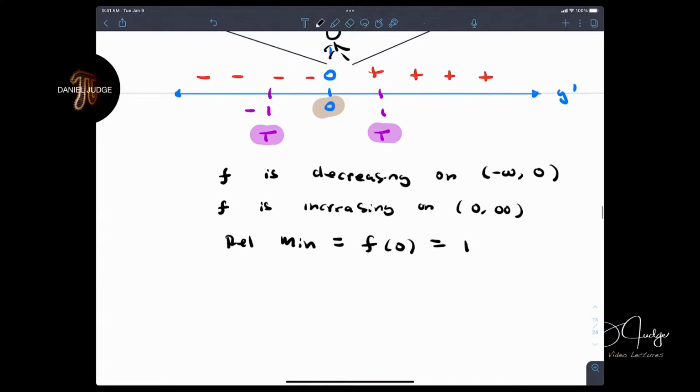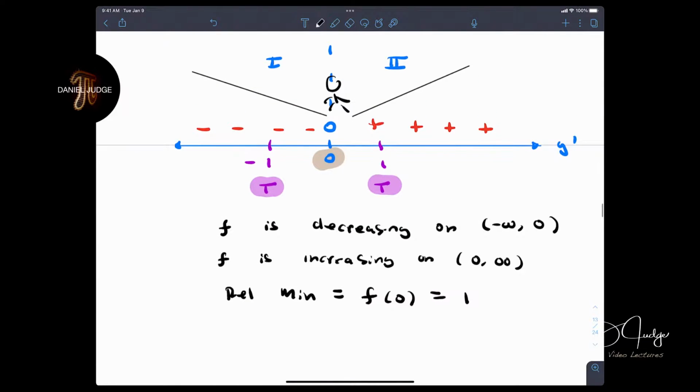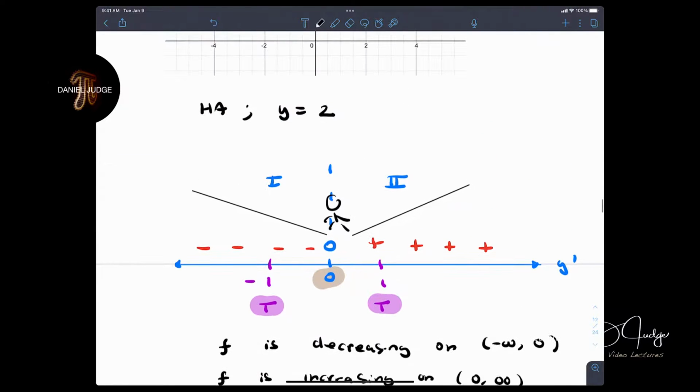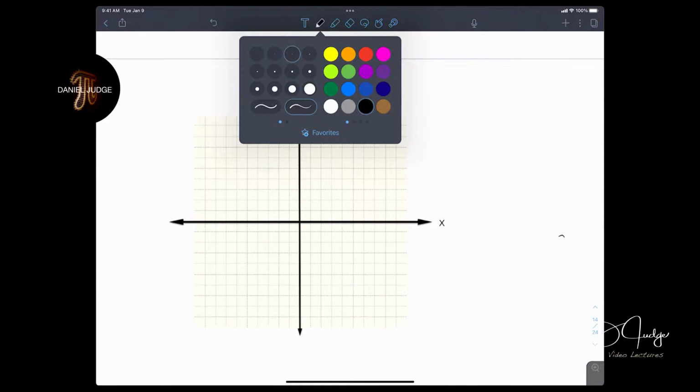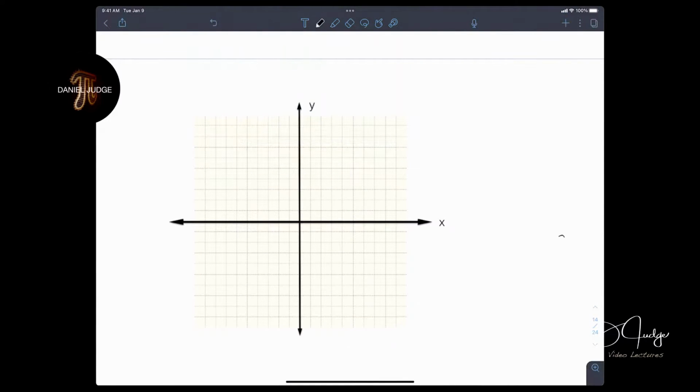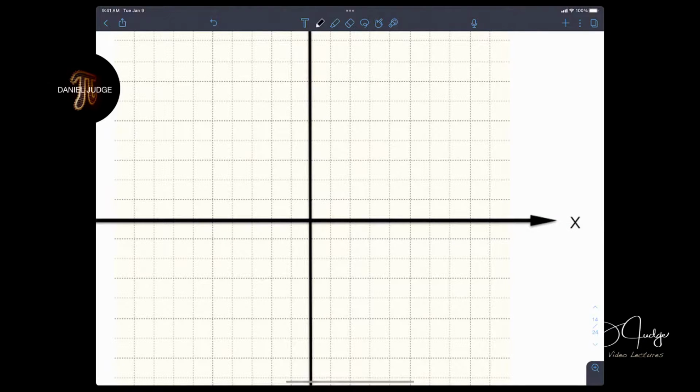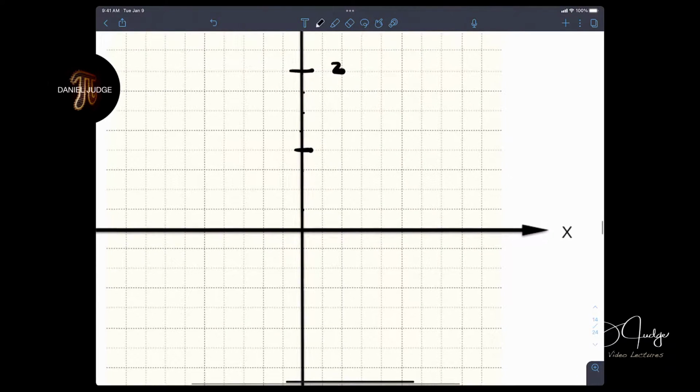Okay, let's see if we can try to sketch something here. At 0, we have a relative min of 1. We have a horizontal asymptote of 2, so I guess we can try to do it the way we did earlier, right? Every 4 lines is 1. So you go 1, 2, 3, 4. 1, 1, 2, 3, 4. Okay. Here's 2.